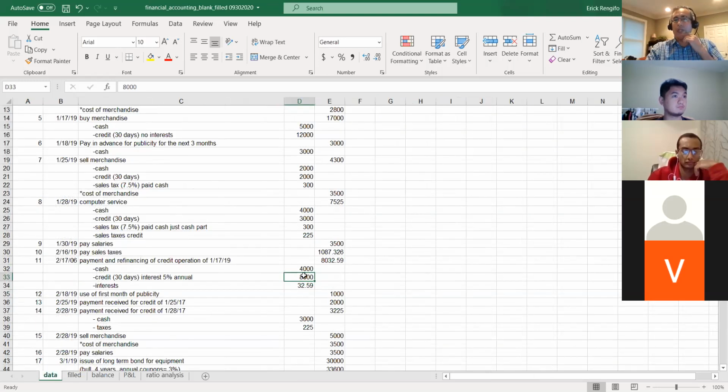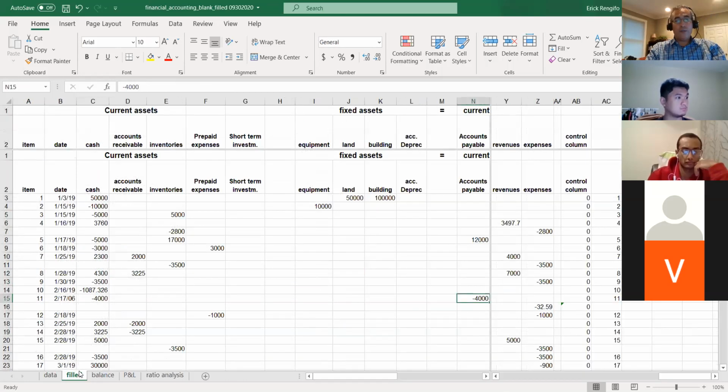Yes, this is pure information because I already have the 12,000 in the books here. The only thing I need to do is pay 4,000. So this implies that I will decrease my accounts payable, 12 minus 4, is what? 8,000. So the 8,000 is simply information. You don't need to do anything here. The 8,000 remaining from the 12,000 is going to be a credit for the next 30 days, for example. But this one is going to create a 5% annual interest rate. So the interest is 32.59.